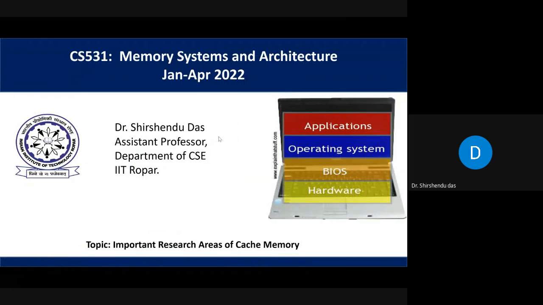So almost all the basics required for this course are already covered. From today, I'll start the actual content, that is the important research areas of cache memory. Today's class will discuss at least two or three important areas of cache memory where recent research is going on. But we'll not go into more detail today; from tomorrow we'll pick one by one each of these research areas, and we'll spend at least one week on each topic.